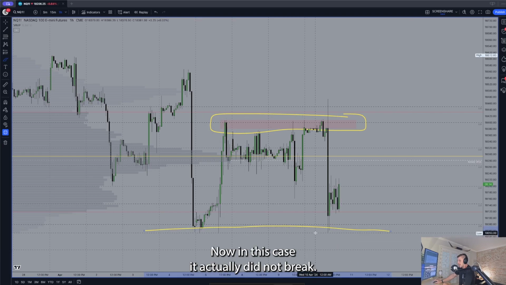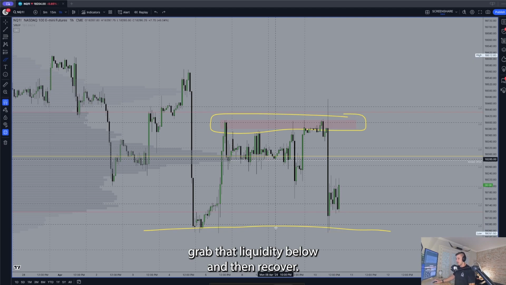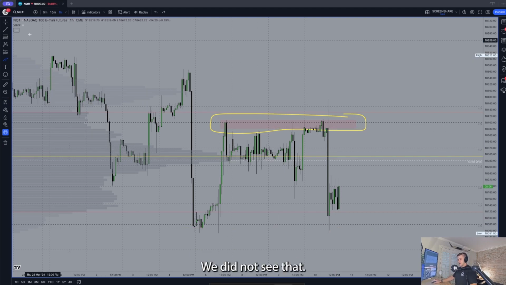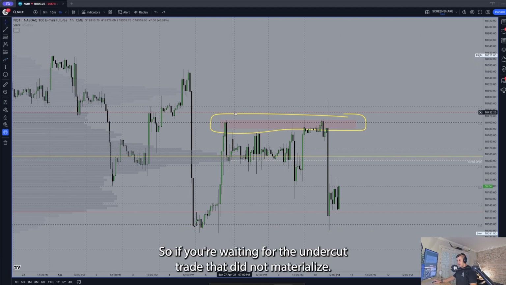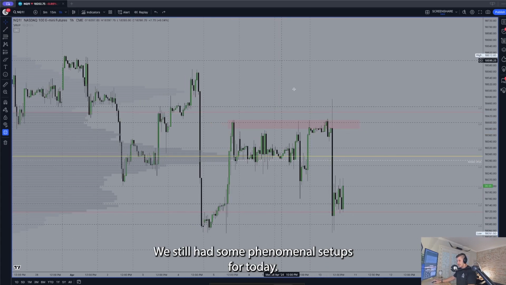Now in this case, it actually did not break. I was actually hoping for a little bit of a break below, grab that liquidity below and then recover. We did not see that. So if you're waiting for the undercut trade, that did not materialize. We still had some phenomenal setups for today.